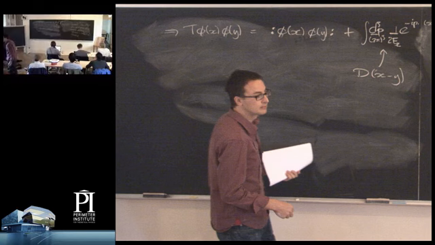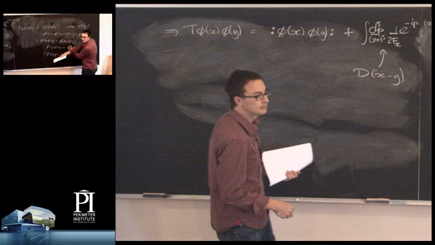Because our goal is to put all the a's to the right. So it's sort of exactly the same thing as this term. The goal of normal ordering is that all the a's go to the right and all the a daggers go to the left. Okay. So if you don't have any a's, you just have one, right?